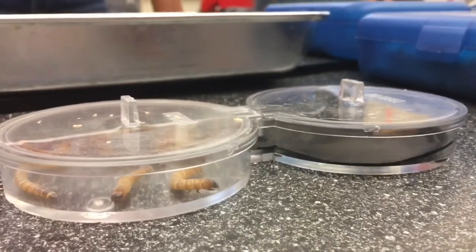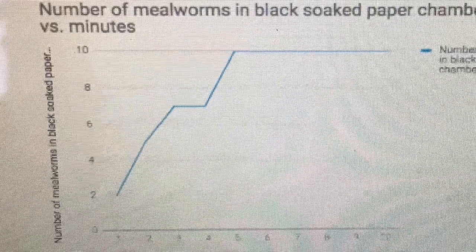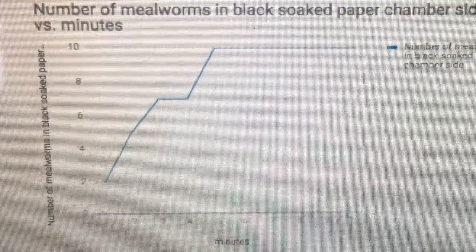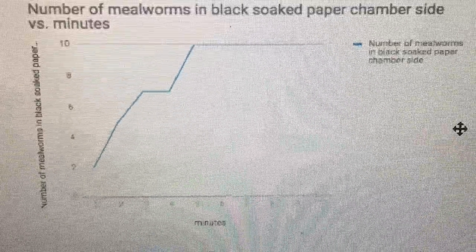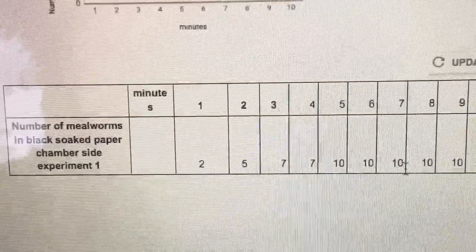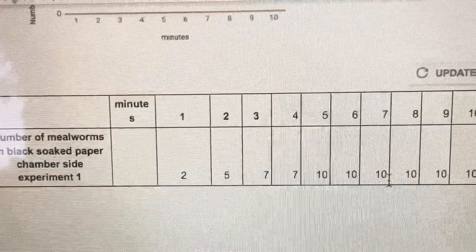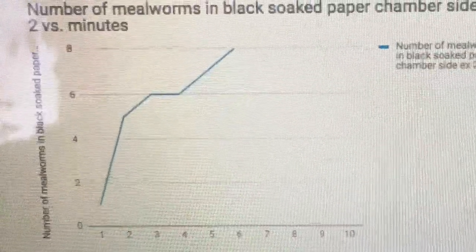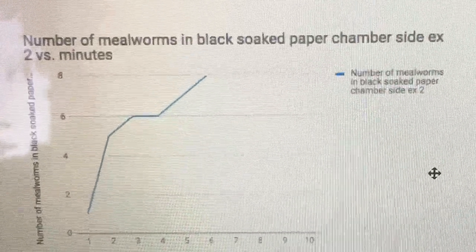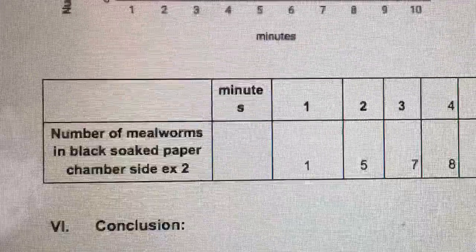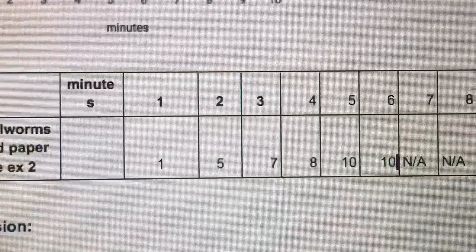When we first placed the worms in the choice chamber, it took them a while to realize where they were. Then, at the 2-minute mark, more of the worms realized what was on the other side. After 2 minutes, there were 5 worms in the chamber with black soaked paper. As shown in the line graph and the data tables, towards the end of our experiment, all the worms ended up on the side with our variable.